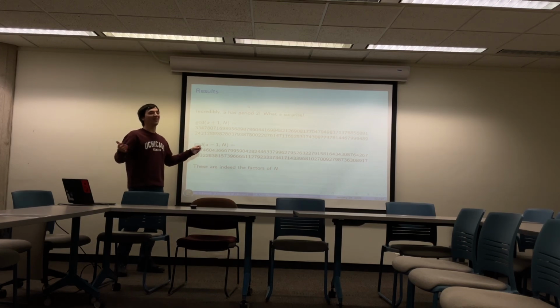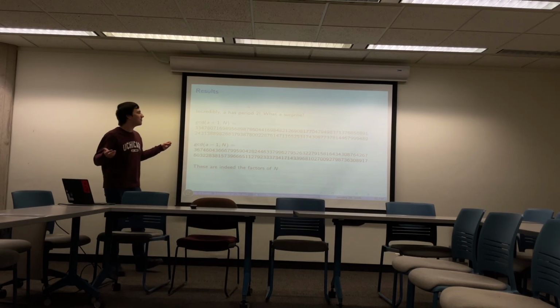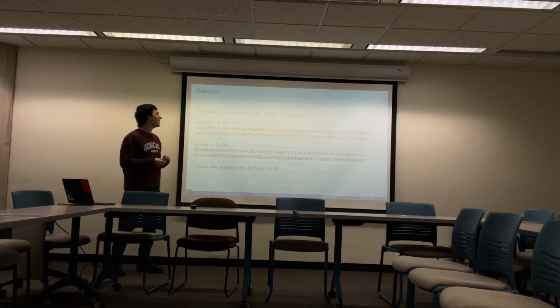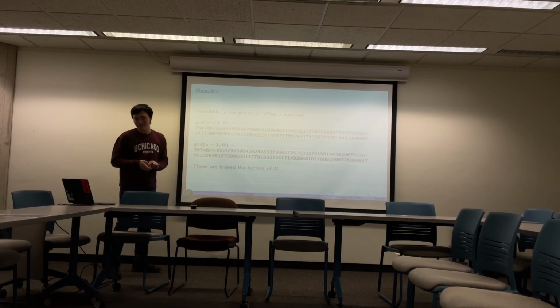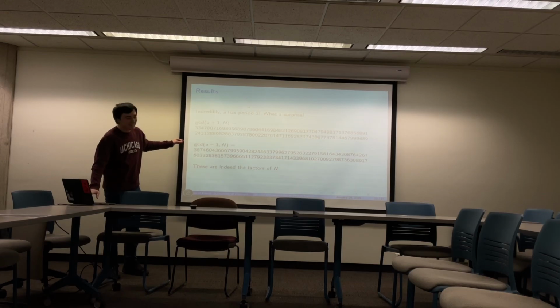I mean, we just chose it out of the blue, and somehow magically A has period 2. And so we can then find the GCD of A plus 1 with n, and that gets us this factor. The GCD of A minus 1 with n is this factor. And you can confirm, and I did, that these are actually the factors of n. This number factors into this times this.